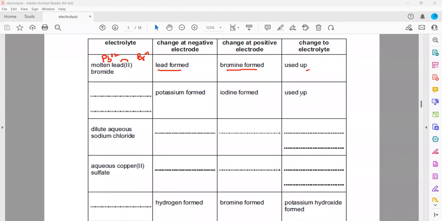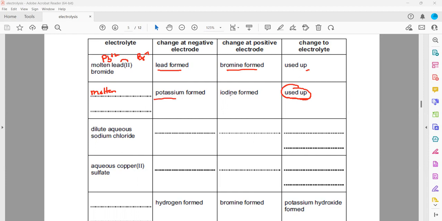Now the second one, look, whenever an electrolyte is used up, the first thing you can identify is that it should be molten, because only in molten substances is the electrolyte used up. If we have aqueous substances, the electrolyte is not used up. It might change its concentration, or it might totally change into another substance. So for the last column, where it's written "used up", if the electrolyte is used up, it should be molten.